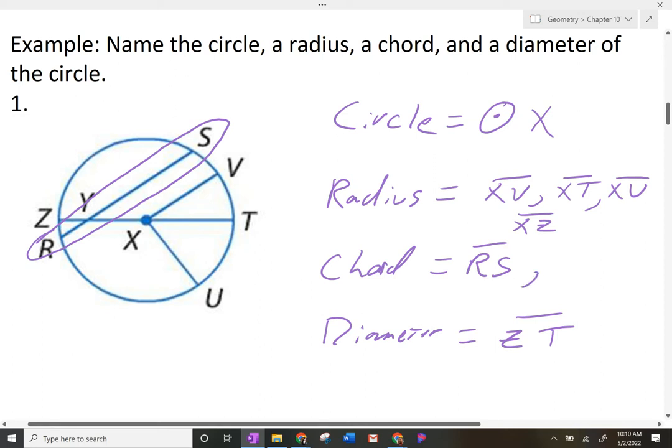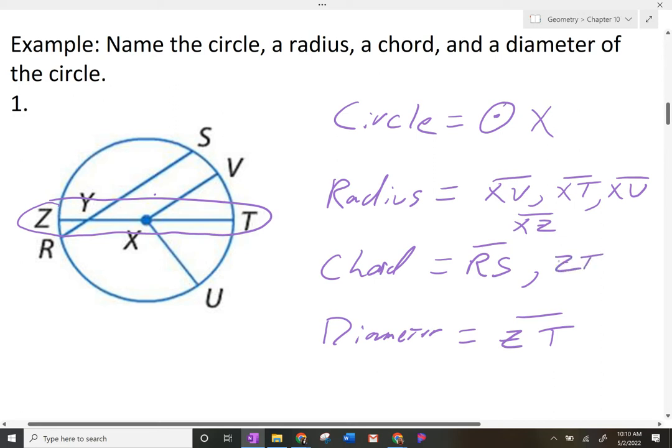The other chord that we have, let me erase that so it doesn't confuse you. Maybe if it'll go, there we go. The other chord that we have, it's also a diameter, but ZT is also a chord. Again, a lot of stuff that's going on in there, but from that one picture, we've got a lot of pieces of information that we can work with.